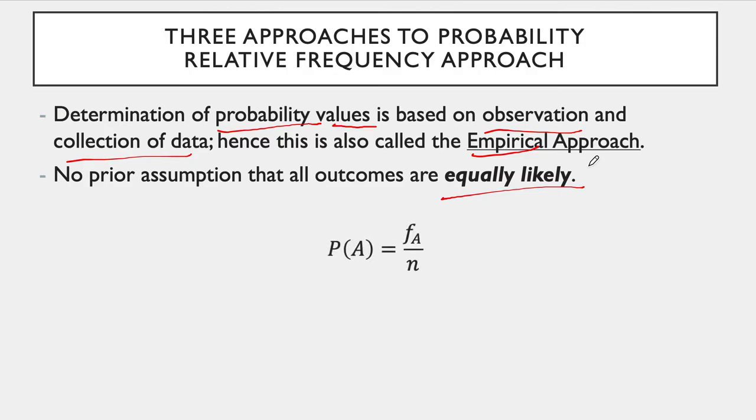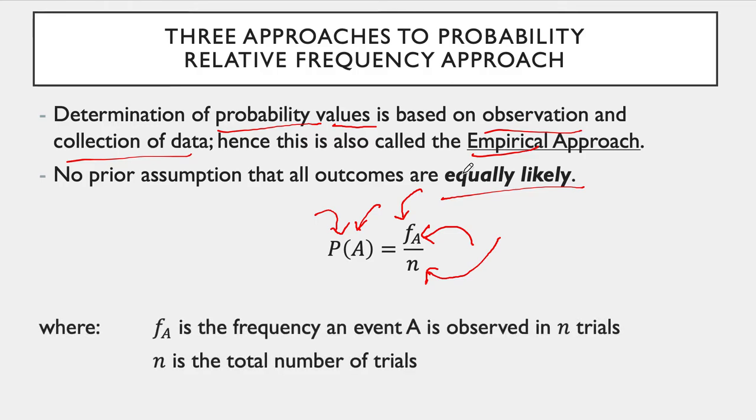So our formula for the relative frequency approach is the probability of A. Let A be any event. The probability of any event A is equal to the frequency, how many outcomes there are in A, divided by the total number of outcomes, which is n. So here we go.